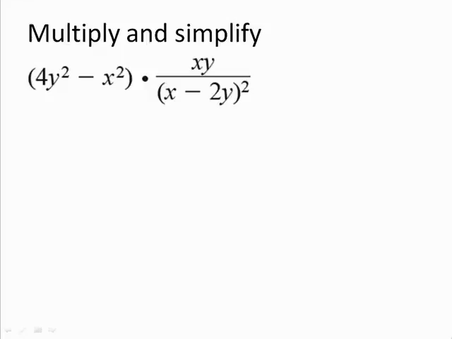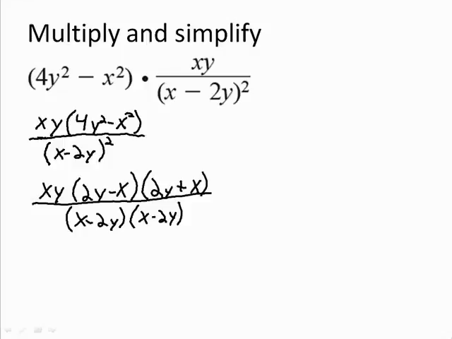Multiply and simplify. The quantity 4y squared minus x squared times xy divided by the quantity x minus 2y squared. Multiply the numerators and denominators. xy times the quantity 4y squared minus x squared divided by the quantity x minus 2y squared. Factor 4y squared minus x squared into 2y minus x and 2y plus x, and rewrite x minus 2y squared as x minus 2y times x minus 2y.